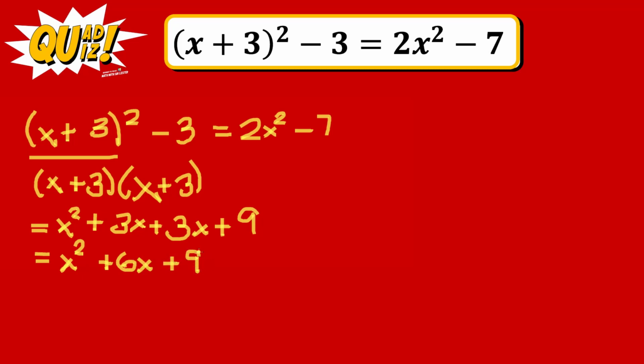This is not yet the final answer. This is the result of this expression here. And by doing that, our new expression would be x squared plus 6x plus 9, and then you will have minus 3 is equal to 2x squared minus 7.